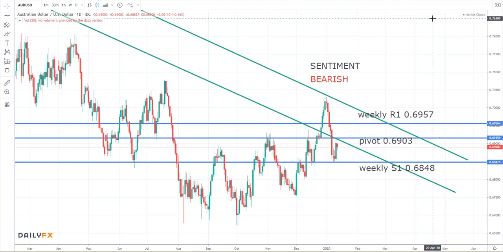with Practical Forex Trading. This is your weekly analysis for the Australian dollar, US dollar. It is January 12th, 2020.